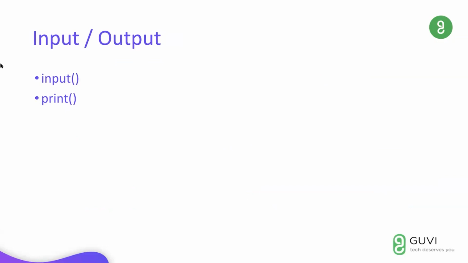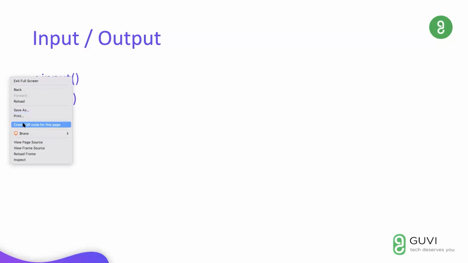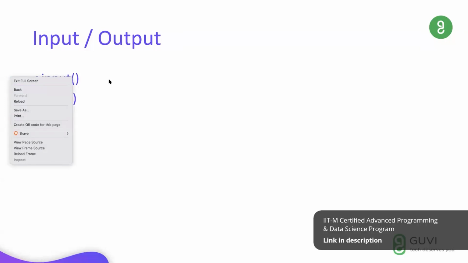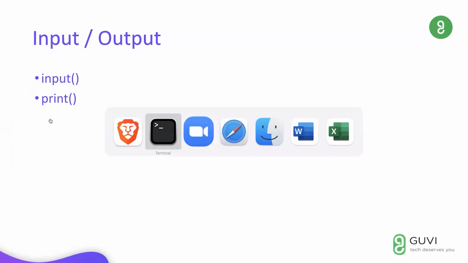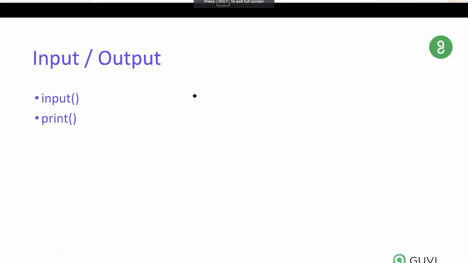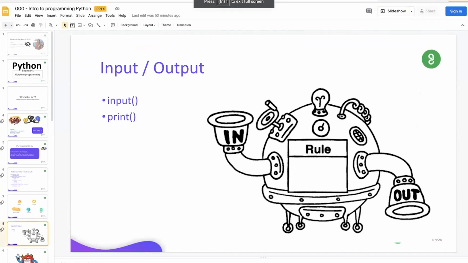So for getting input, there is a function called input. Why do I call this a function? Whenever you see these brackets, it's called a function. So I have two functions. First function is called input, for getting the input. Second one is print, for your output sake. So let's go back to the IDE. Now let's jump back to our GUVI IDE.